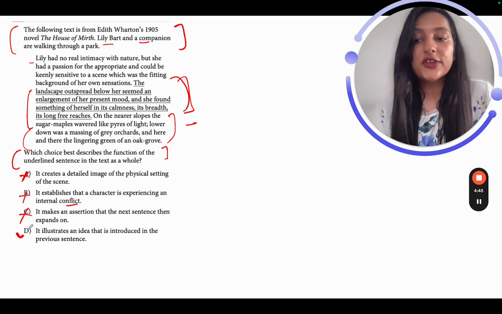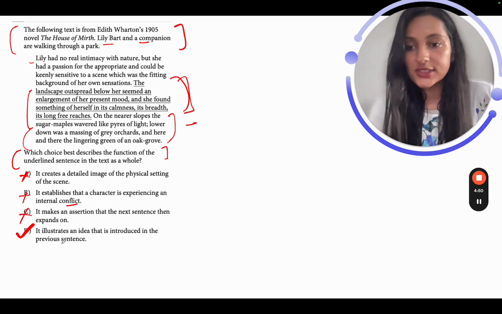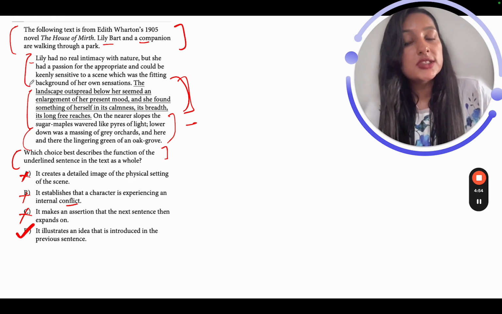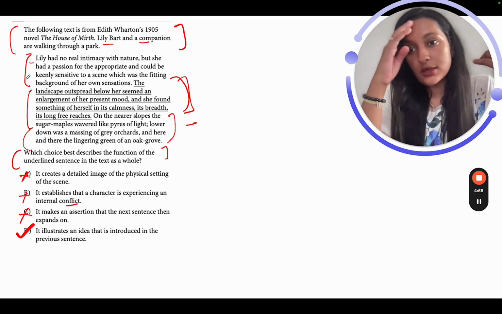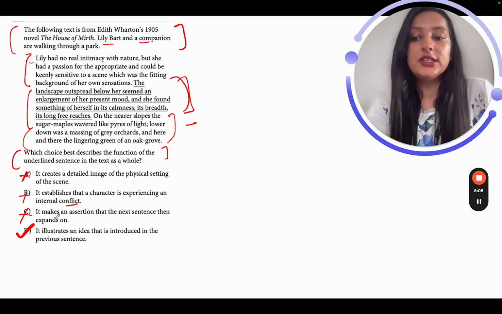And so D is definitely going to be the answer, because that's what you're left with, and also it makes sense. You can read this: it illustrates an idea that is introduced in the previous sentence. Yes, the previous sentence did mention her awareness of the environment, and how a particular environment, if it reflects her mood, can make her feel good. So D is definitely the correct answer.